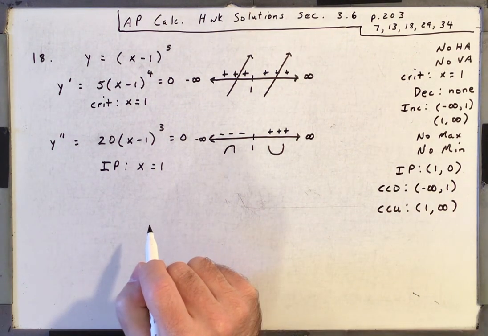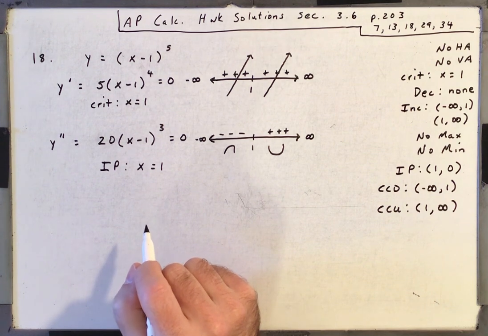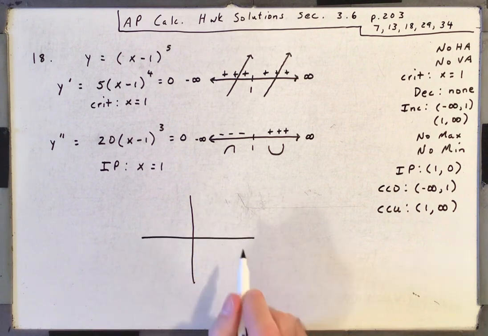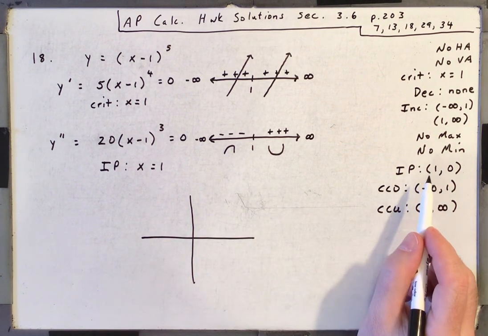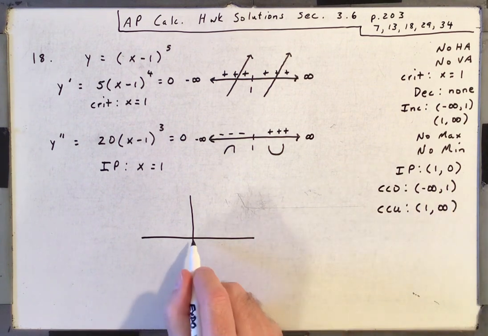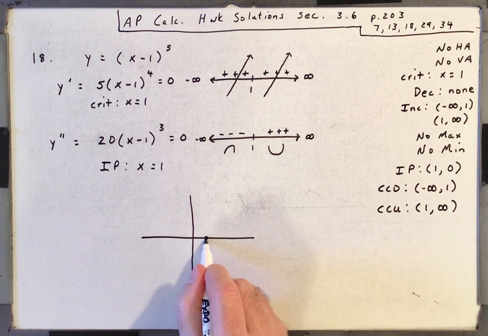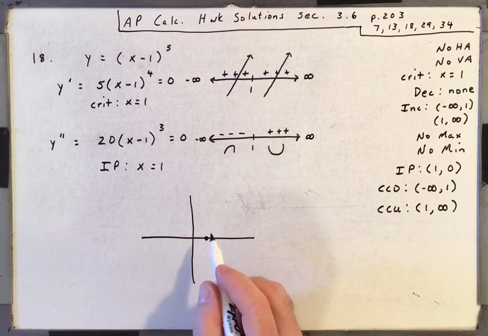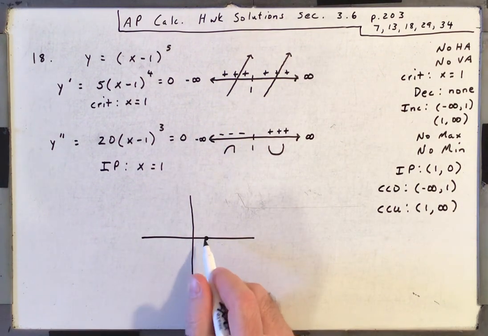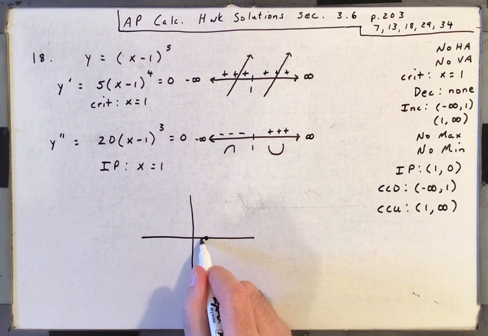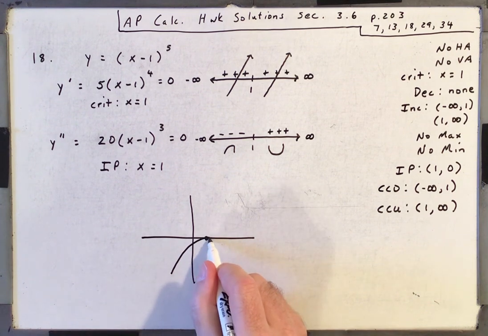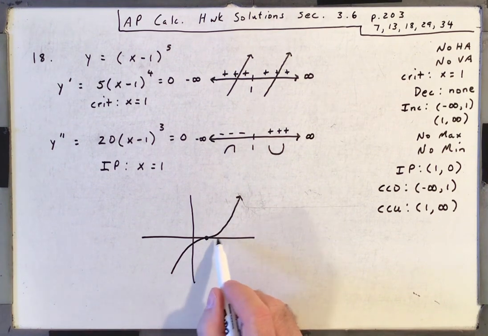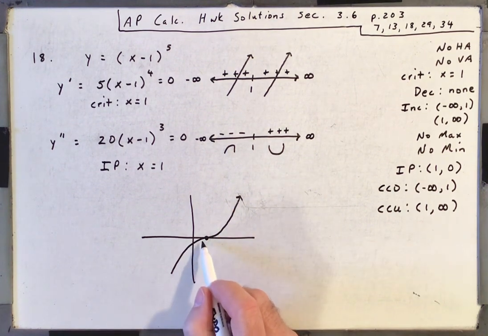Okay, now finally we can draw a rough sketch here. No max or min to plot. We have an inflection point at the point (1, 0), so let's say that's right there. It is concave down, but increasing until we get to this point here. So probably something like that. It flattens out for a moment, and then it starts increasing again, but it has a concave upward curve instead of concave down.